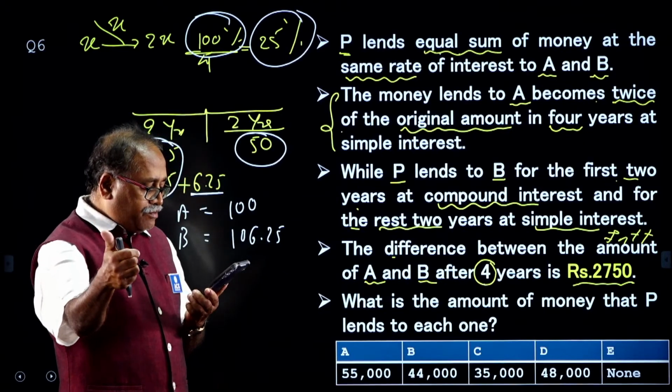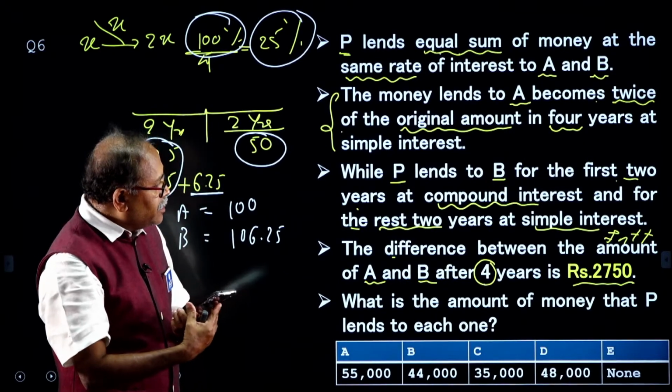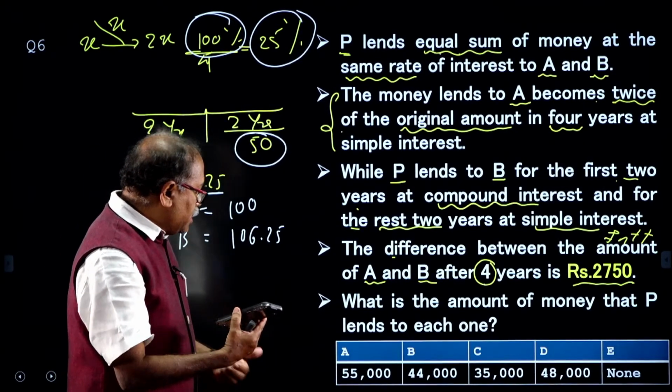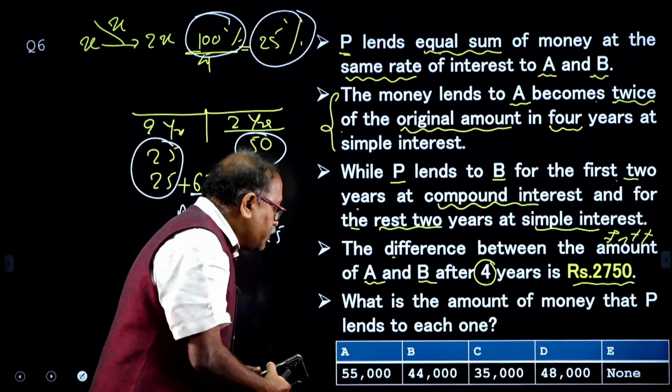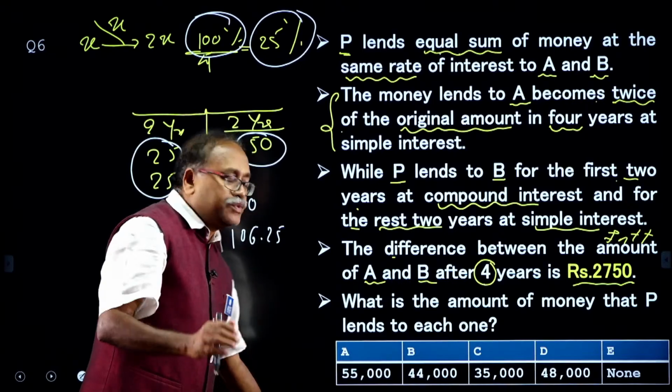Jayanti, option B. Okay, let me check, option B. So nicely you answered the question. So, let me finish, because today I did not put the options.